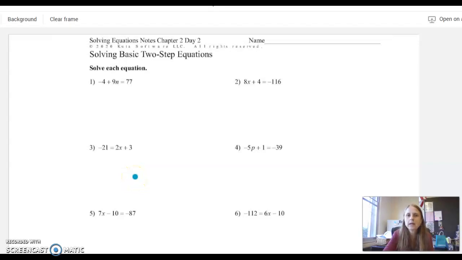Hey there, today we're working on basic two-step equations. So it should take 2 steps to get that variable alone. So you can see here on number 1, we're trying to get n alone. N's not alone because of the 9 and the -4.